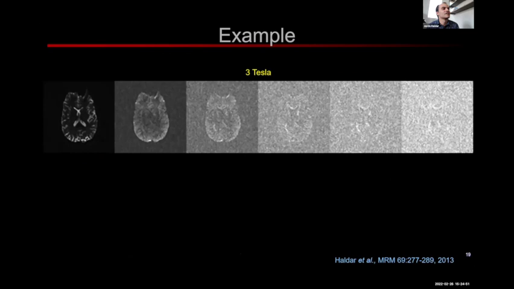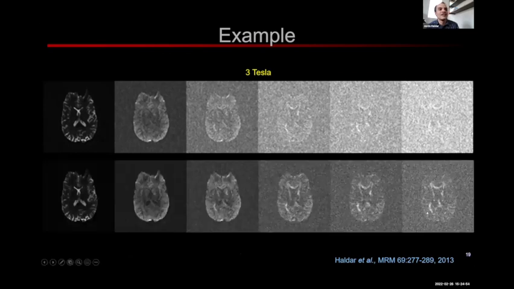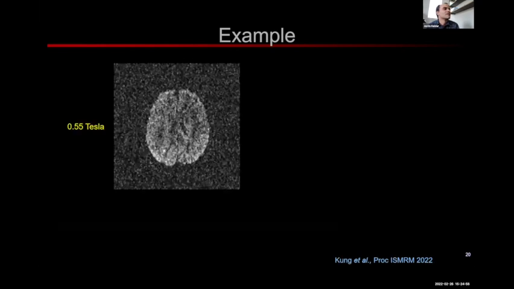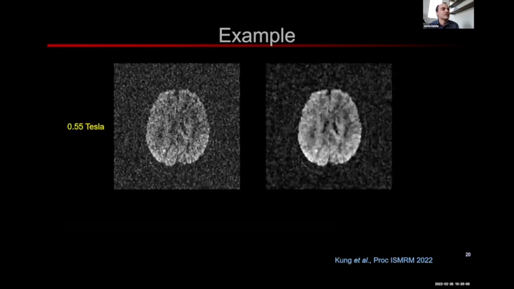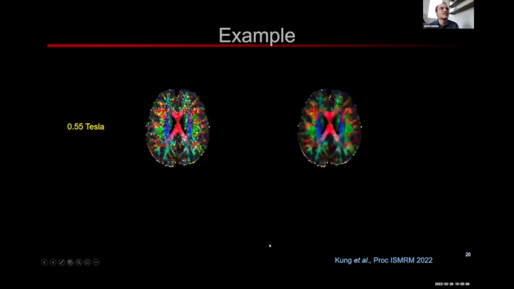We can do this with our diffusion data. And all of a sudden we see, hey, there's actually structure there hiding below the noise floor. We can do this at low field. And yet you can see a difference in signal to noise ratio here. The difference becomes more obvious if we look at quantitative parameter maps, where there's a clear improvement in quality there.